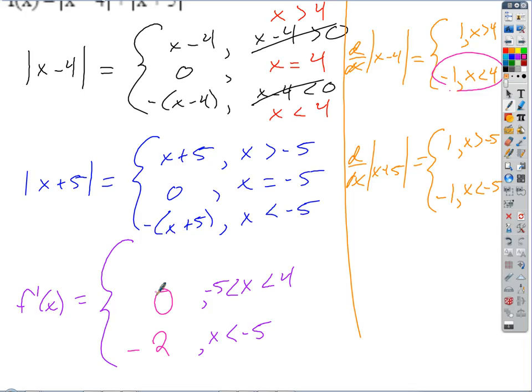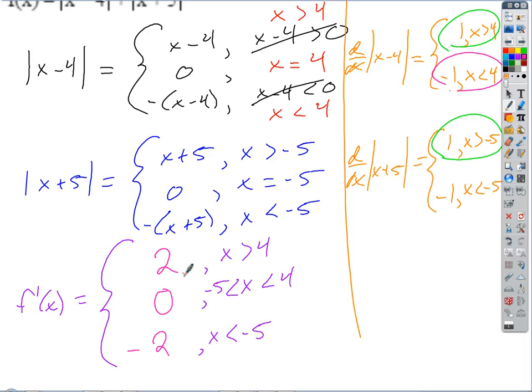Finally, we've got to pick the last part of the domain where things have changed, which is when x is greater than 4. There we're going to have this one and this one, so it's going to be 1 plus 1, which is 2. So that's our derivative function.